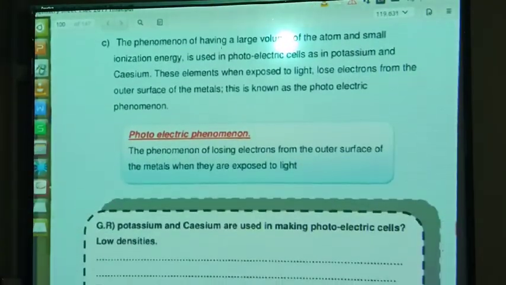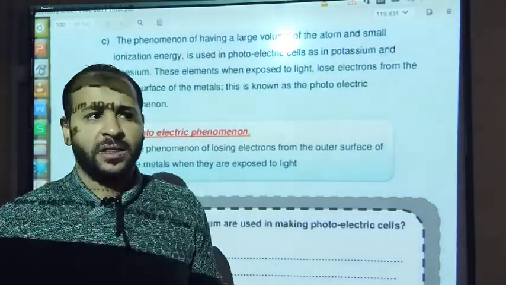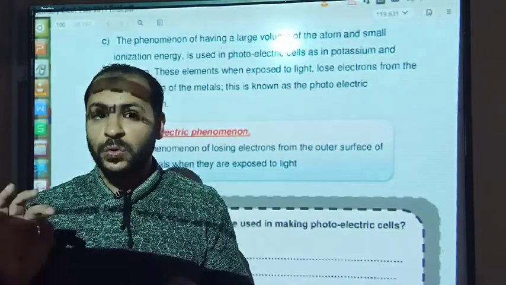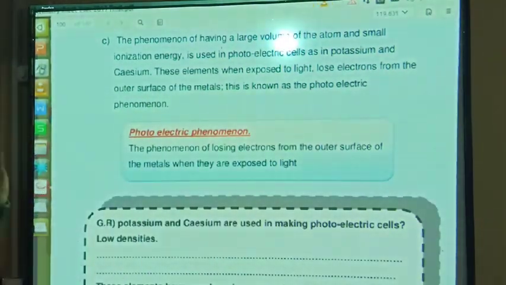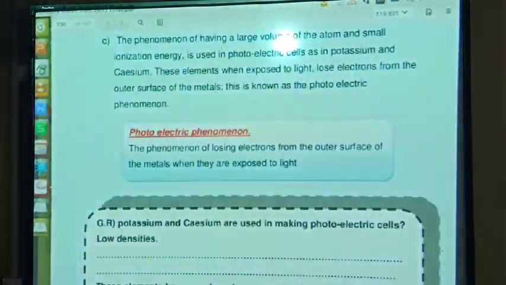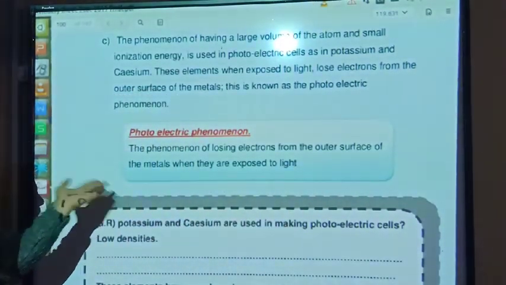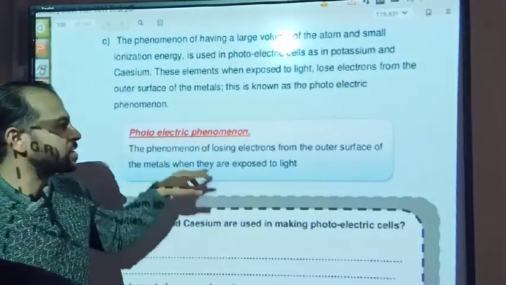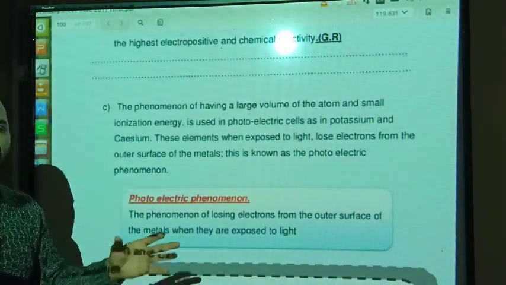Now, whether they are exposed to any energy, such as the energy of light, if the energy of light is sufficient to make them lose their valence electron, this phenomenon is called the photoelectric phenomenon. The photoelectric phenomenon means the phenomenon of losing electrons from the outer surface of the metals when they are exposed to light. So they are used in the manufacturing of photoelectric cells.